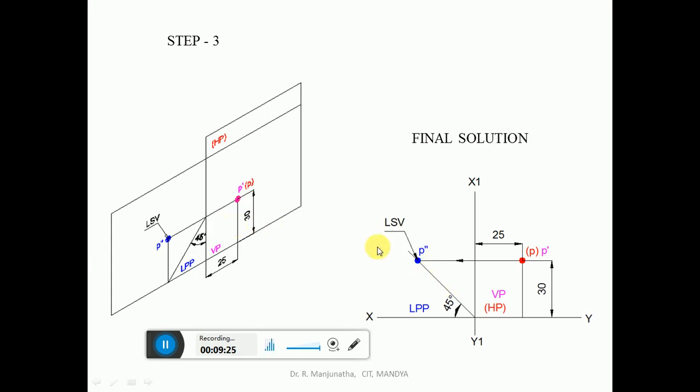This is also quite evident from here. Instead of drawing a 45-degree line here, if you draw a 45-degree line here, then what happens? This P dash and P double dash both will be on the same line. This is actually a square. Instead of drawing this diagonal, we are drawing this diagonal here in this point. So this is going to be the final solution for this particular problem in the second quadrant.